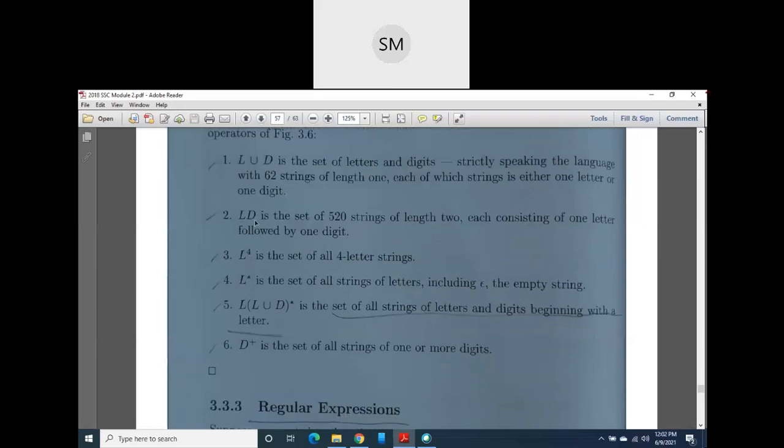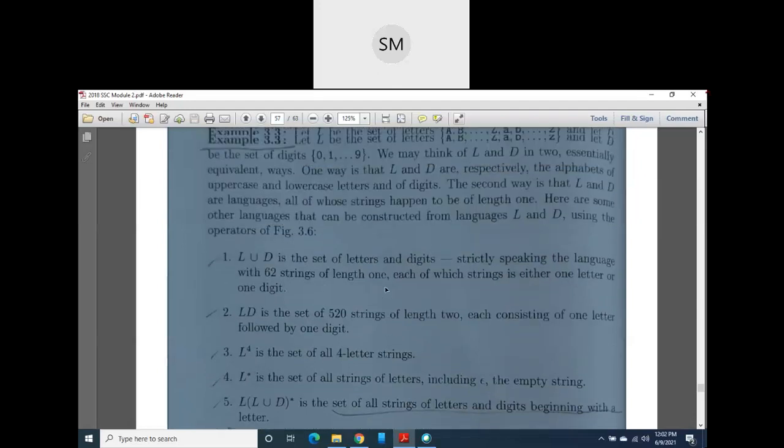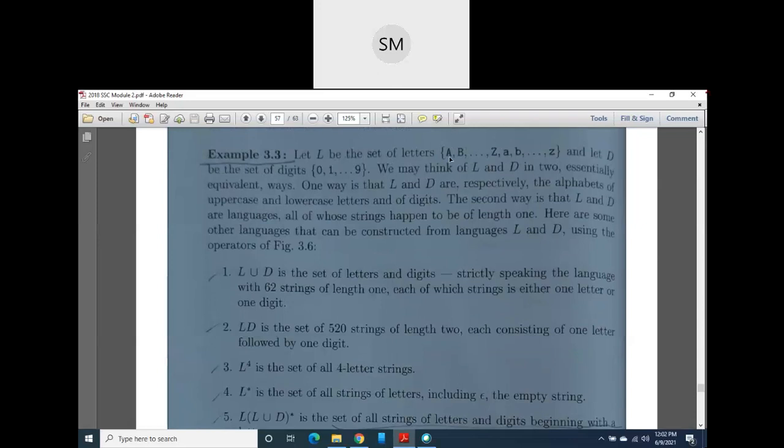Then LD, that is concatenation. How is this concatenation done? Suppose you take the first element of this set and the first element of the second set and concatenate them, then it becomes A0. Then take the second element of the second set, then it will be A1, A2, A3, A4, A5 up to A9. It means we got 10 strings.